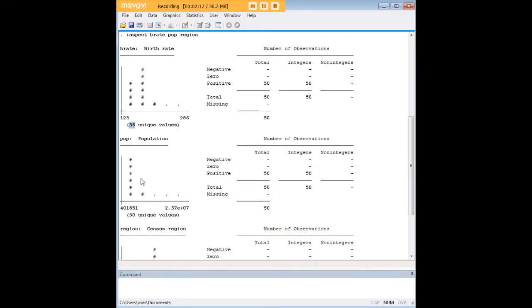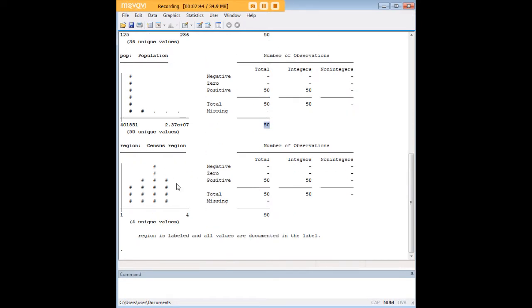Scrolling down here, we see the distribution for population. It's kind of skewed over here. We see that most of the states have smaller populations. We see that there are 50 unique values, which is what we would expect, as it would be a great coincidence if two states had exactly the same population. And we see the same information here, that all 50 are positive and nothing is missing. So that's a good kind of sanity check on these data.